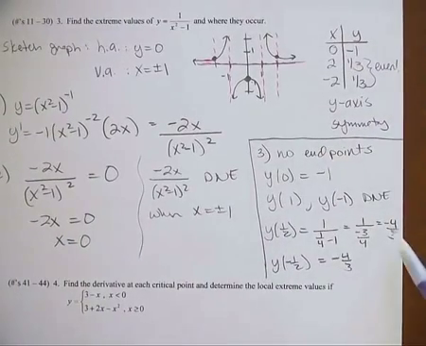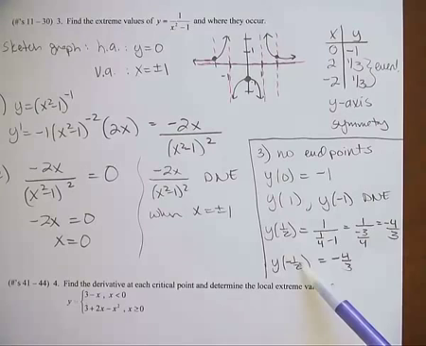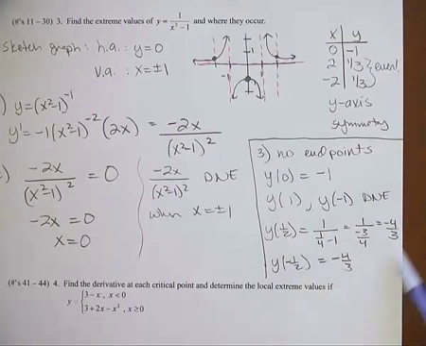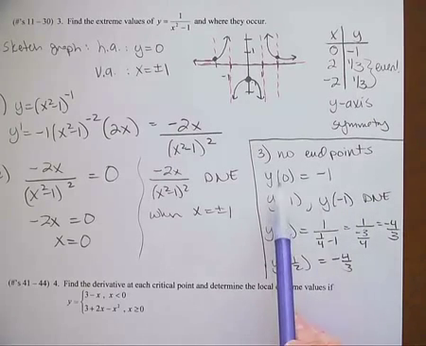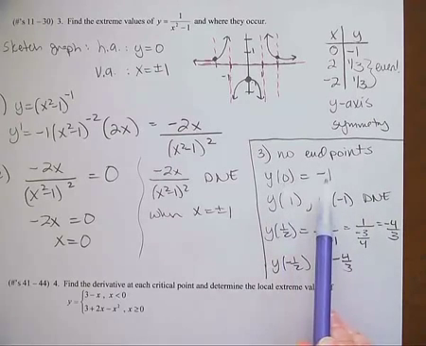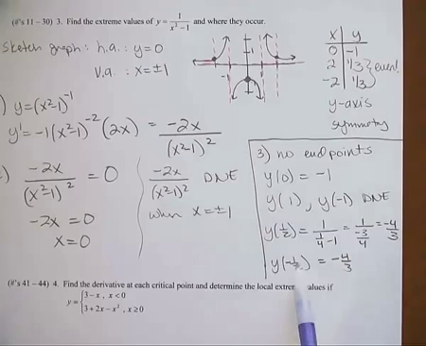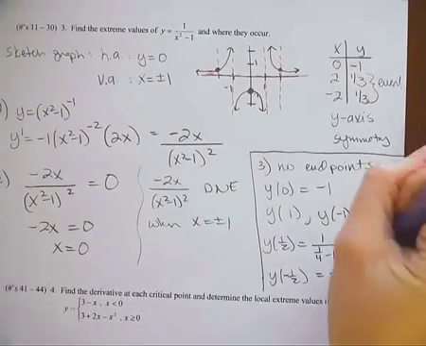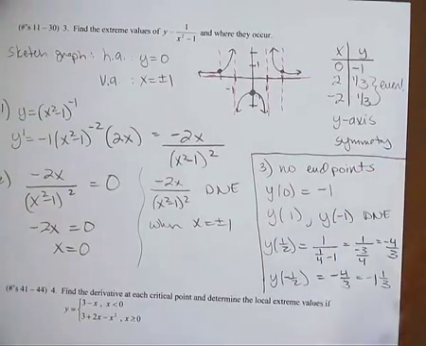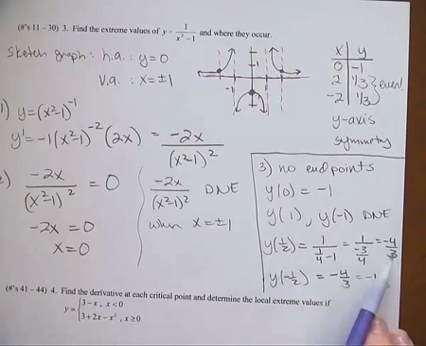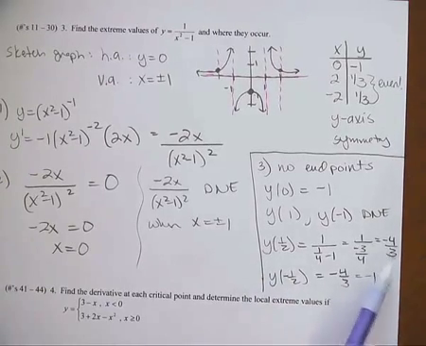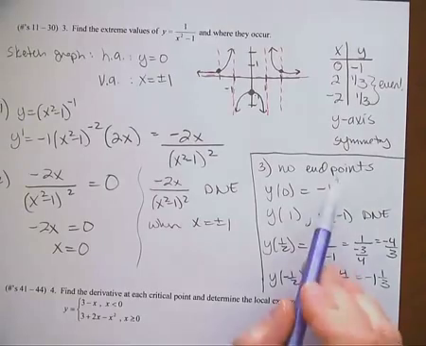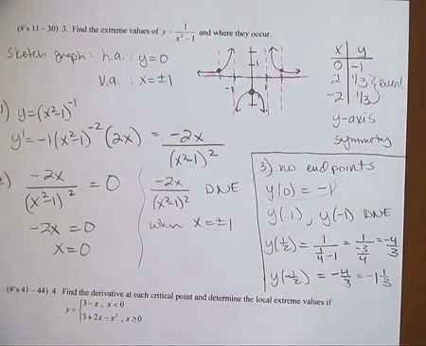So what I can see is that to the left and the right of 0, the values of y are less than they were at 0. At 0, the y value was equal to negative 1. To the left of 0, the y value was negative 1 1/3, which is less than negative 1, and to the right of 0, it was also negative 1 1/3. So this would also tell us that we have a local max at x equals 0.